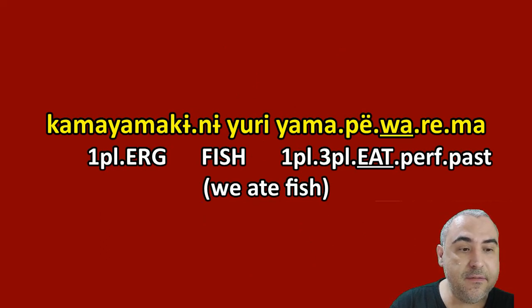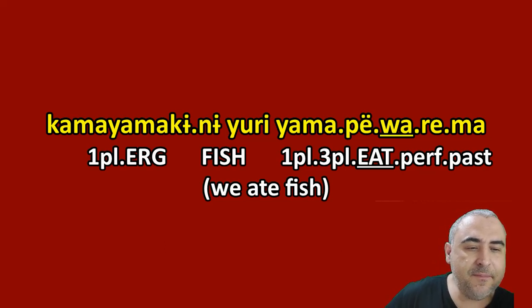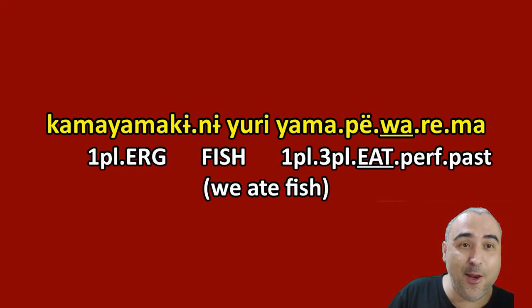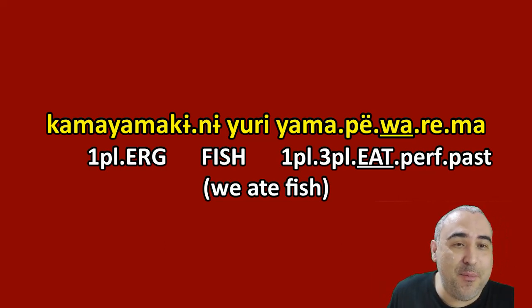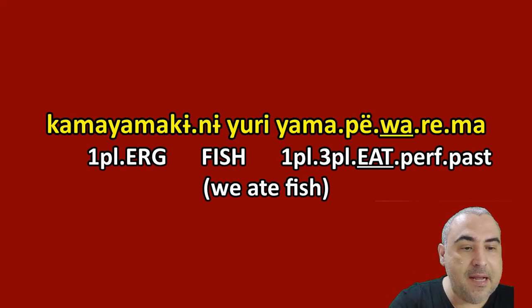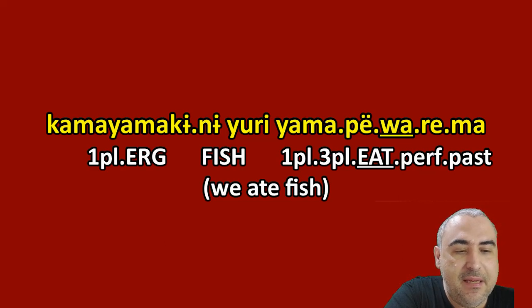We ate fish. We ate fish in the plural. So Kamayamakane, Kamayamaka is the pronoun for me. It's a long word for a pronoun, probably. There might be some shorter words there. Kamayamakini means we. So Kami is me, Kamayamaki is us.